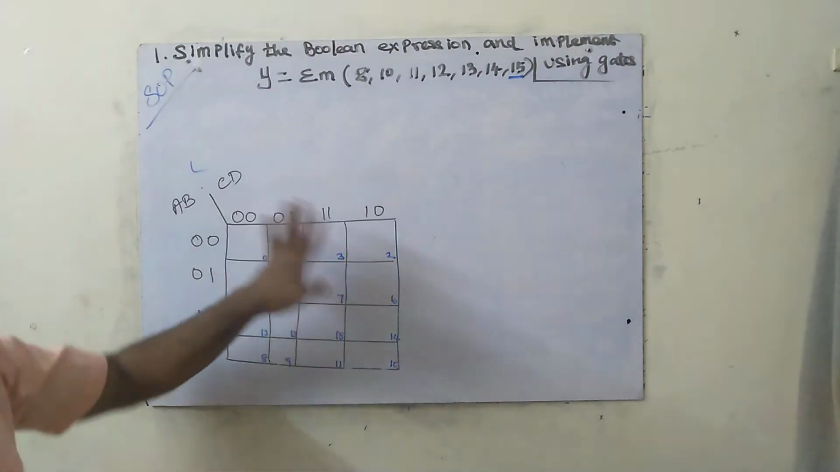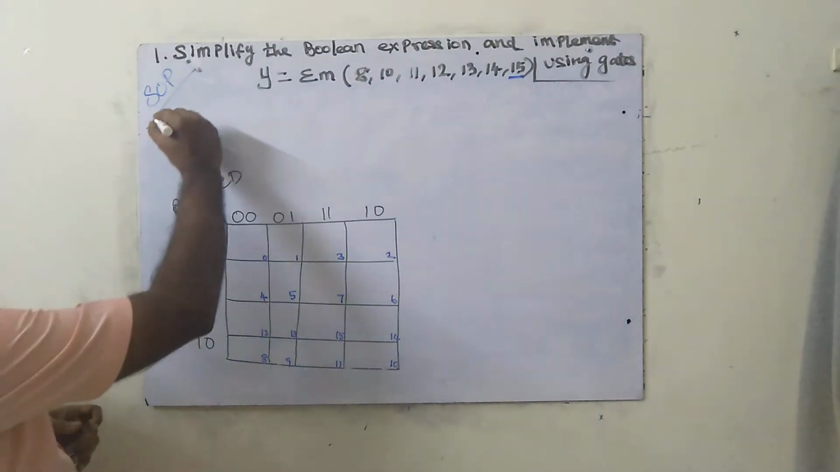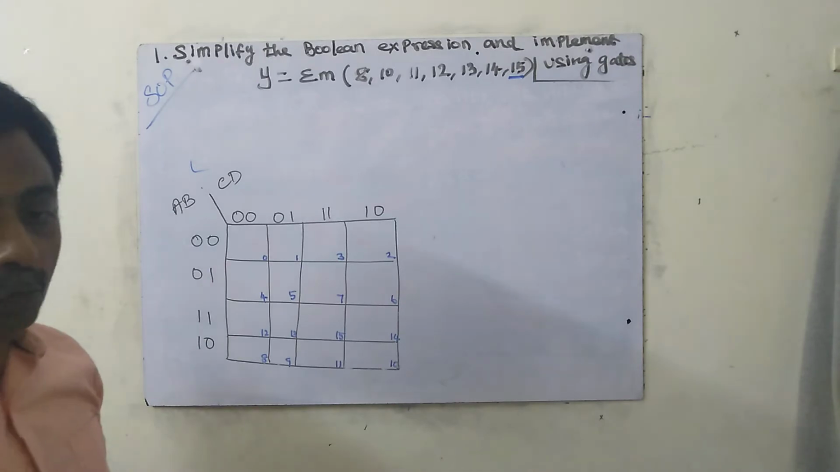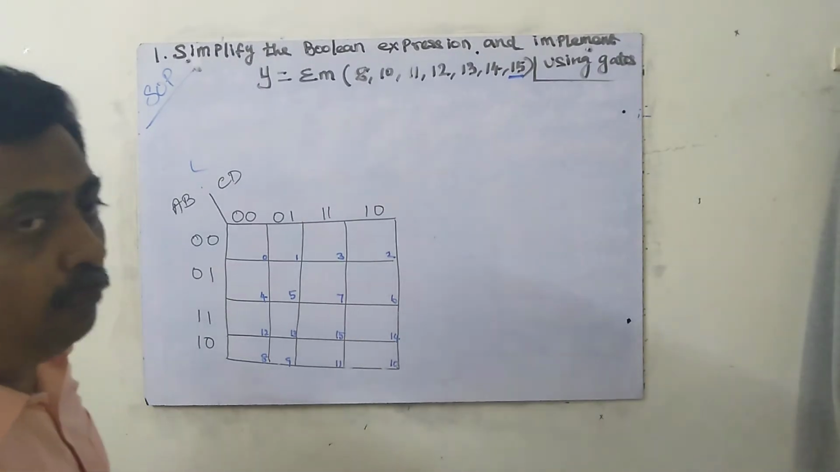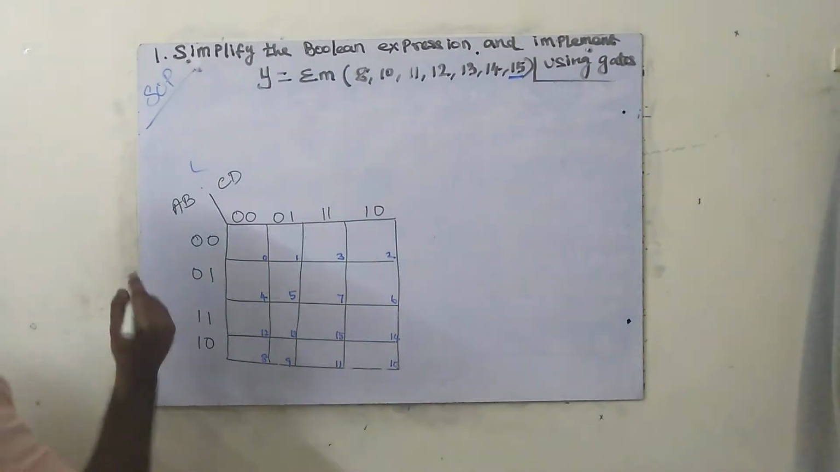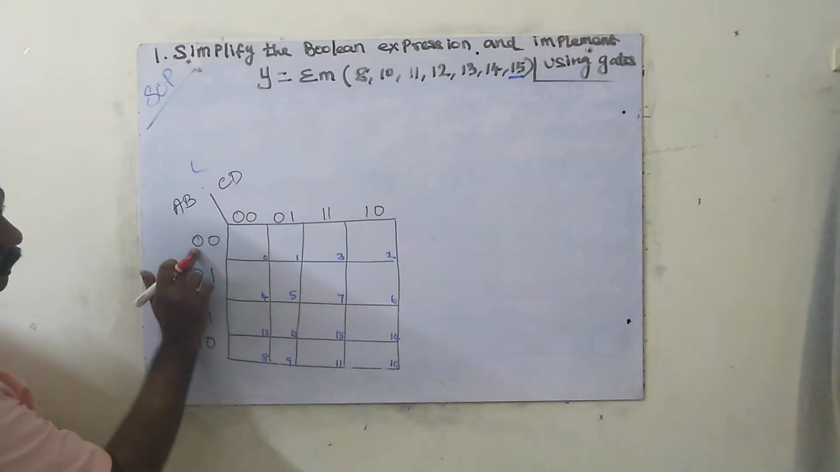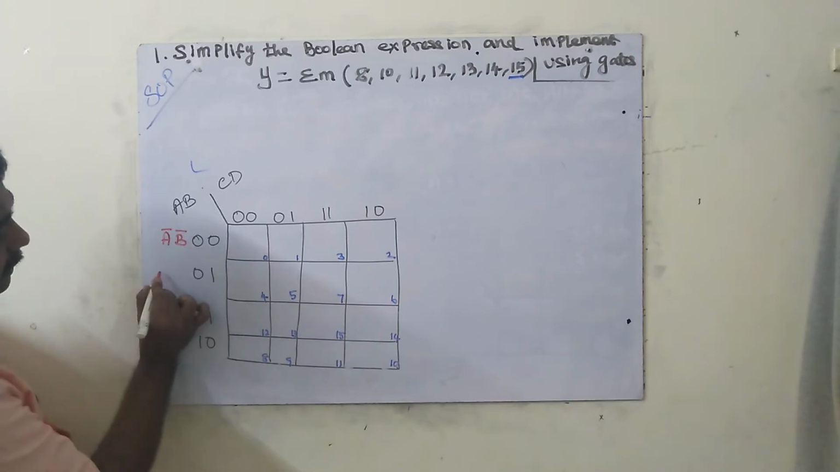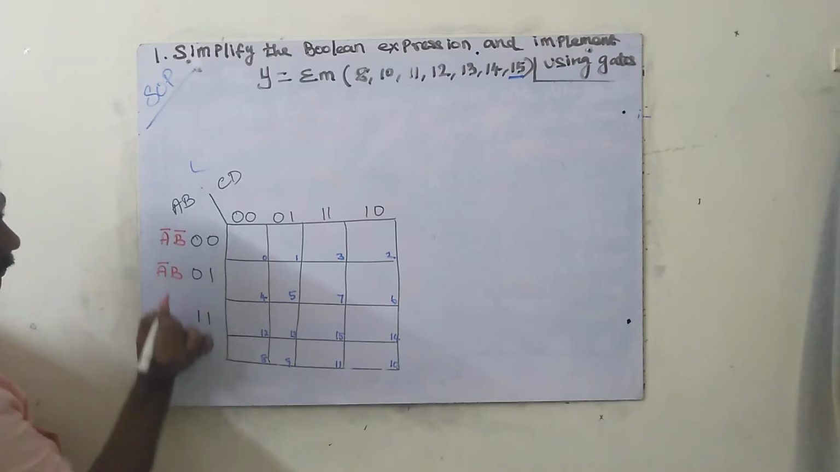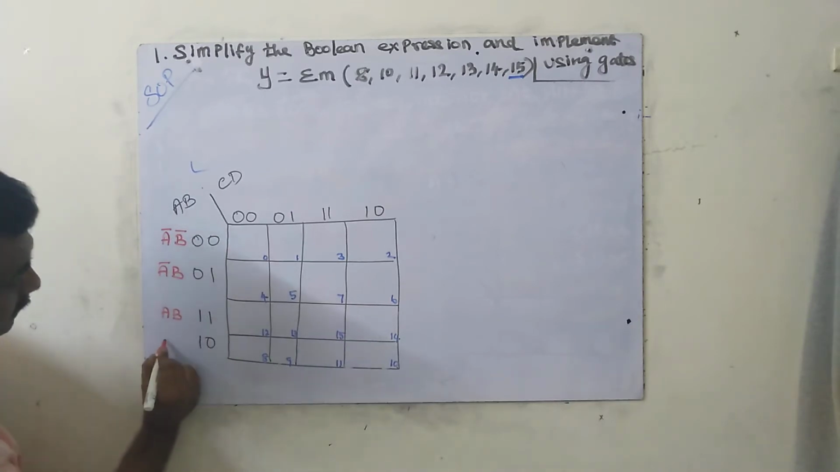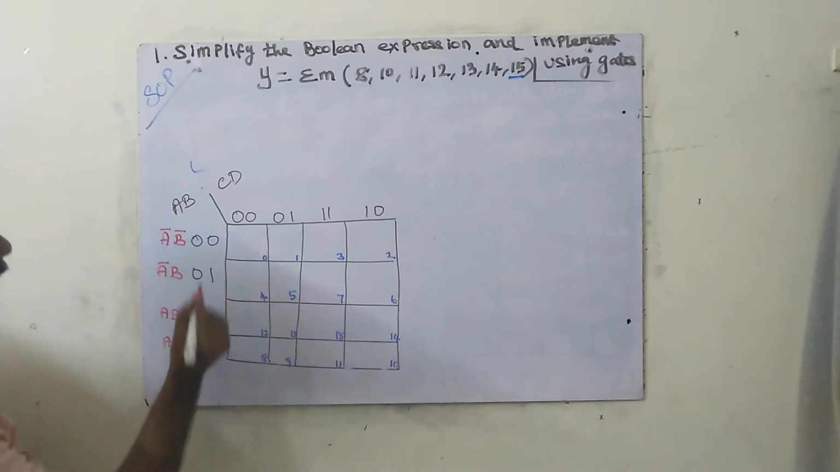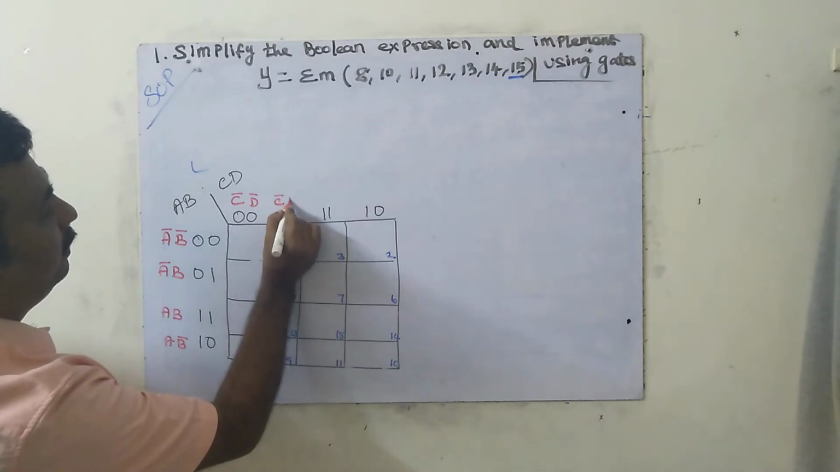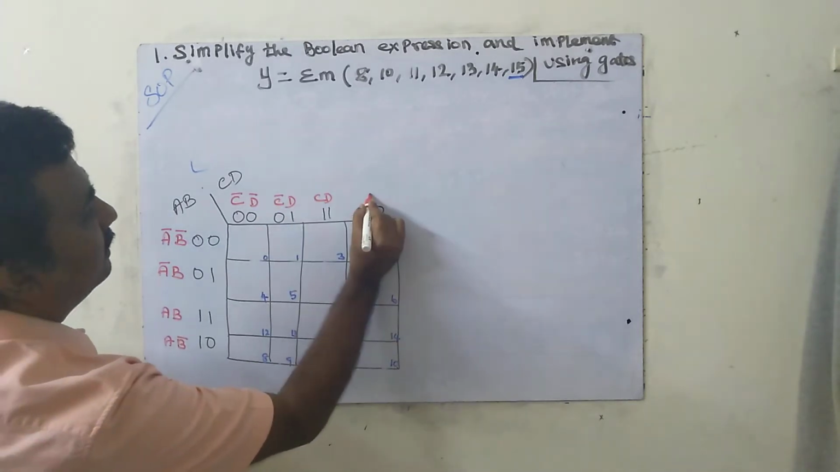Then the SOP method we have solved. In the SOP method, the sum of product method, zeros are given with a bar letter, as I already told, and 1s are given with the unbarred letter. So for simplification, 0 0 is sufficient. 0 0 means this is A bar, B bar. This is A bar, B. This is A, B. This is A, B bar. For convenience I am writing C bar, D bar, C bar, D, C, D, C, D bar.